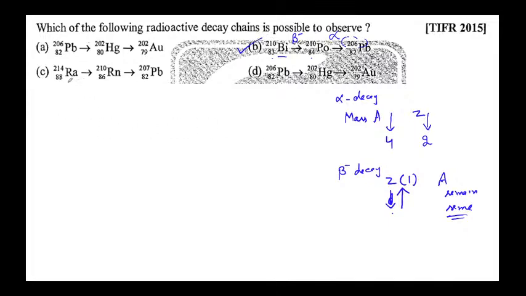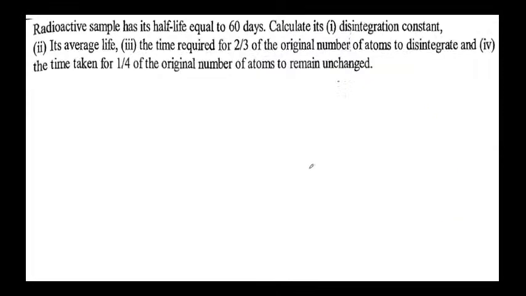So you can also check this one: 88 to 86, and this is an alpha decay, while 86 to 82, so there is a decrement of atomic number by 4. So this reaction is not possible directly, so this option cannot be possible. So moving toward the next question.